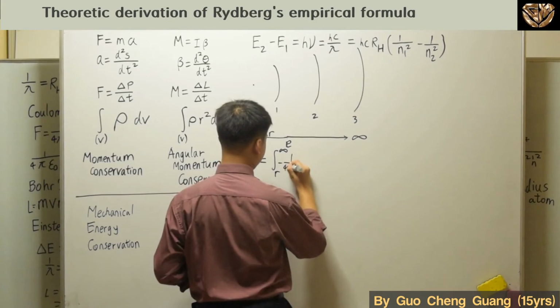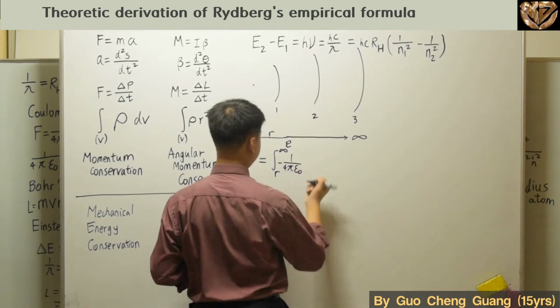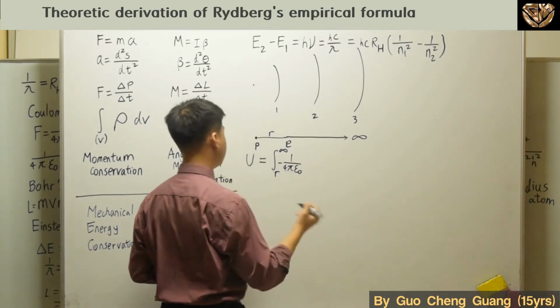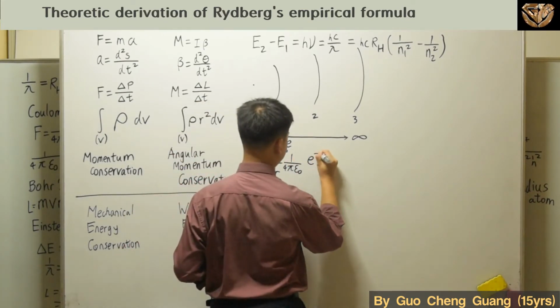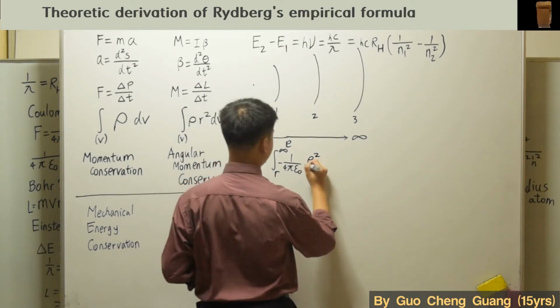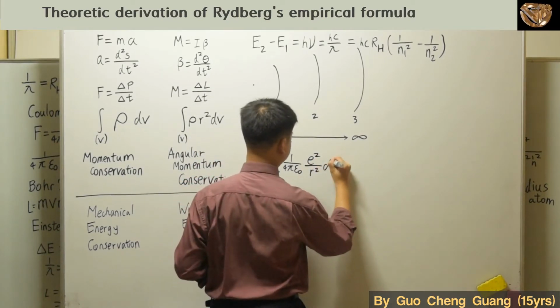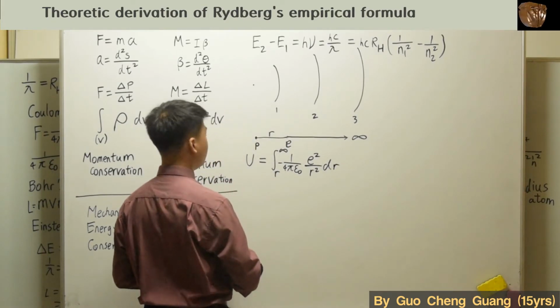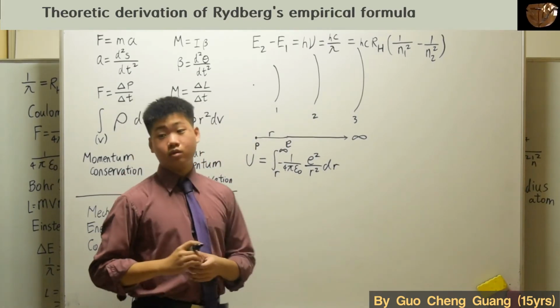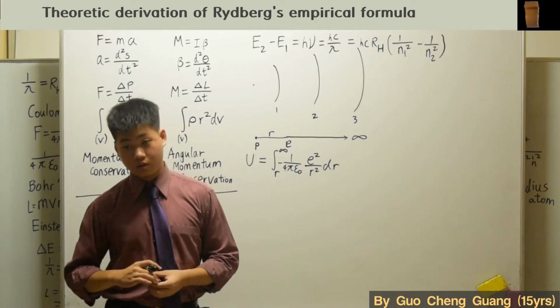-1 over 4 pi epsilon naught. So Q1, Q2 is just a proton and an electron, which in this case is e squared, and r squared, dr. Okay, so this might be what you have been taught.